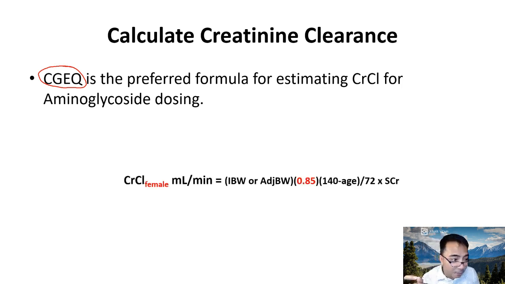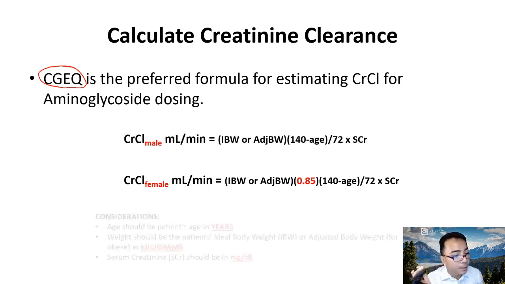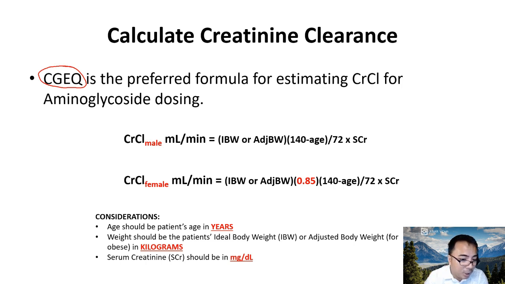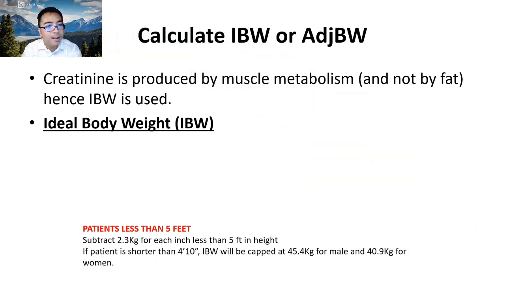So, this is the formula for the female. Okay, and here's the formula for the male. Okay, CGEQ. So, some things we have to consider, class. Age should be in years. Okay, weight should be the patient's ideal body weight or adjusted body weight for obese patients in kilograms. And serum creatinine should be in milligrams per deciliters. Okay? So the question now is, how do we compute for ideal body weight and adjusted body weight?